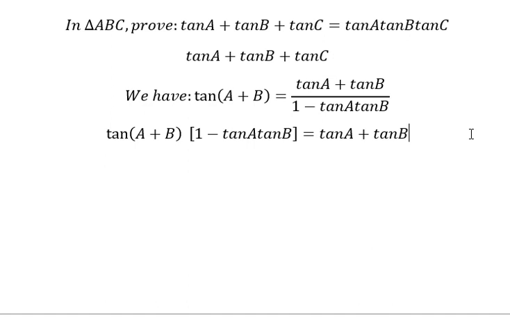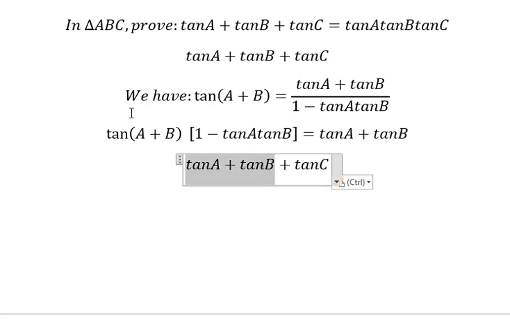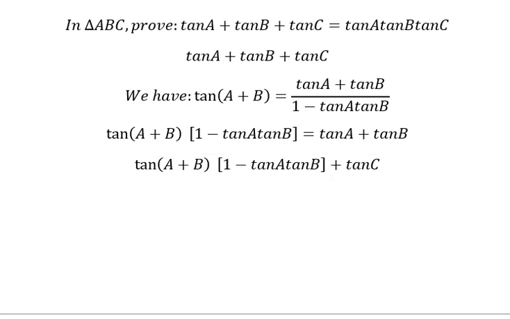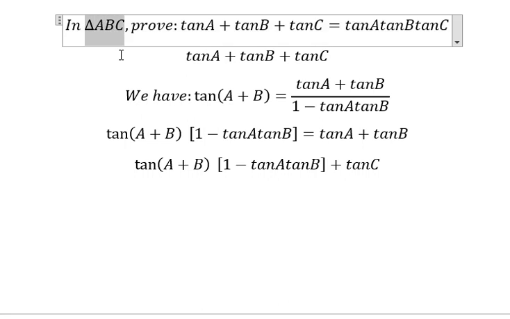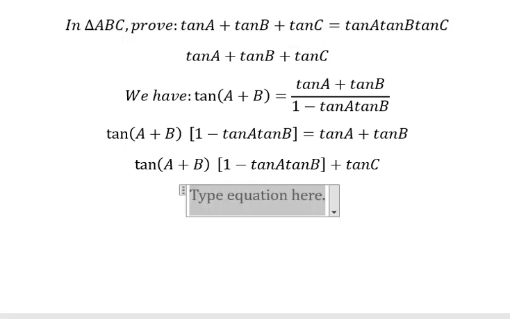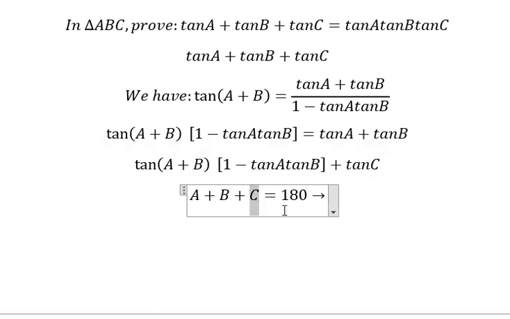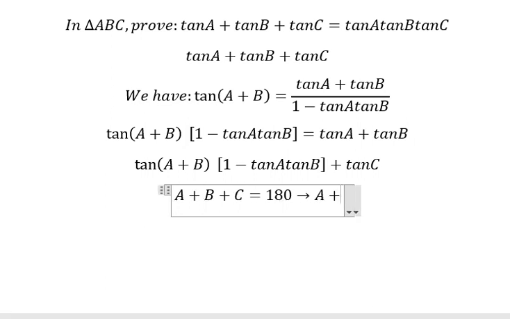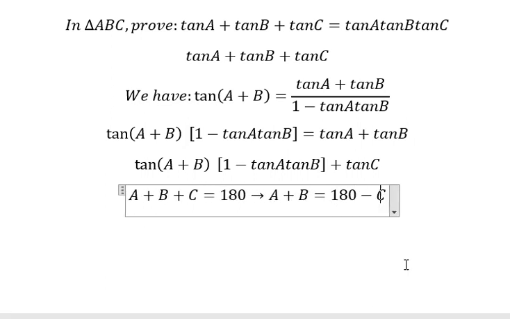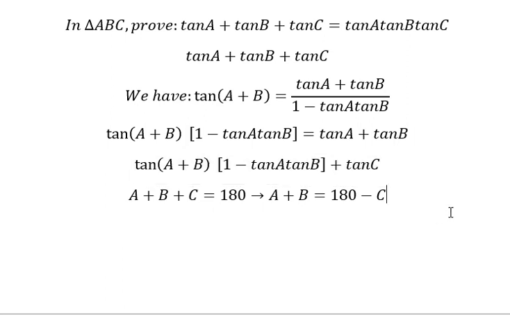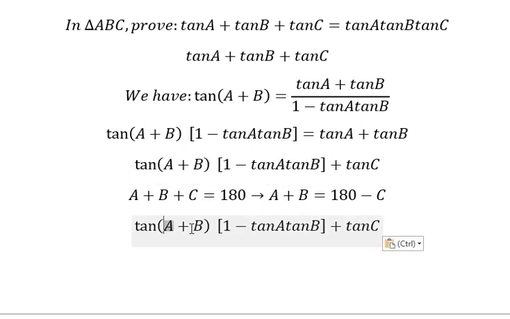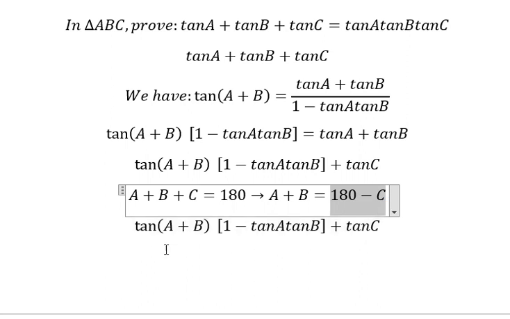So we need to transform this one into this one. Now we know that ABC is about the triangle. So that means we have A plus B plus C equals 180 degrees. So I will put C, go to the right. Now we need to transform this one into this one.